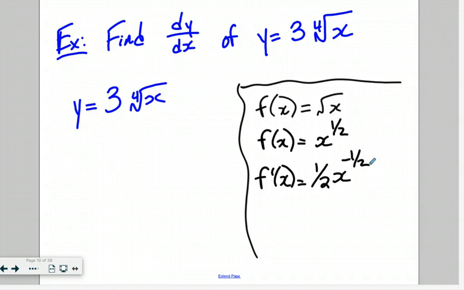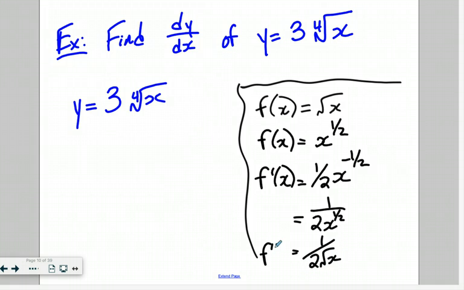You can leave it like this, but you may also see solutions that give you a more compact answer, just using exponent laws to simplify, which would essentially be 1/2 times x to the positive 1/2, which is the same as 1/2 root x. Again, that's all just using your exponent laws. So we can then apply that to something maybe a little bit more complex, where y is equal to 3 times the 4th root of x.